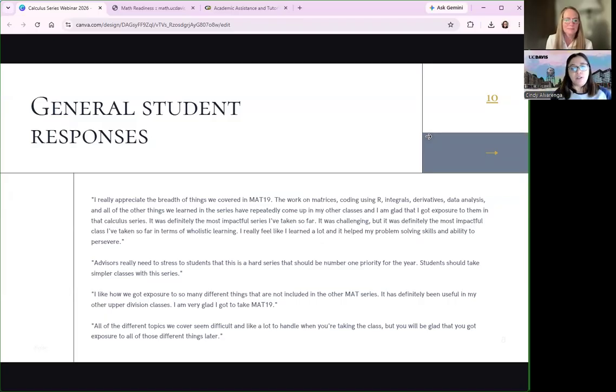And then just having this exposure is useful in their upper division classes, as I mentioned before. And they're very glad they took Math 19. It says all of the difficult topics that were covered seem difficult and a lot to handle when you're taking the class, but you'll be glad that you got that exposure for later on. So yes, calculus is hard. The 19 series has 3 classes. It has that lab, it has that discussion, but you will be thankful later on in your upper division economic courses as you do intermediate micro, intermediate macro, your data analytics course, and so forth.